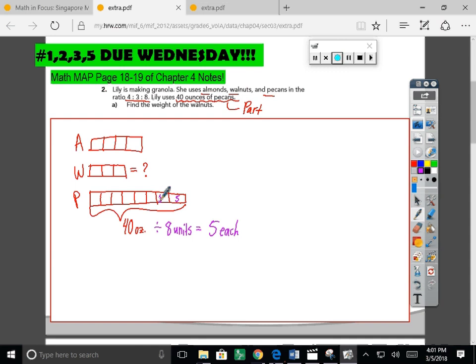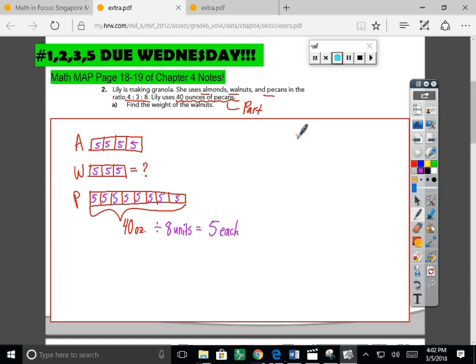5 in this unit, in this unit, in this box, in that box, in this part, in this part, in this part as well. What about these other boxes or units? Would it be true here also? Absolutely. In a ratio, if we're using the same size units, they're all worth the same value. So I think we're ready to answer part A. How can we determine this question mark? How many ounces of walnuts are being used? Notice there are 1, 2, 3 boxes, and there's 5 ounces in each.